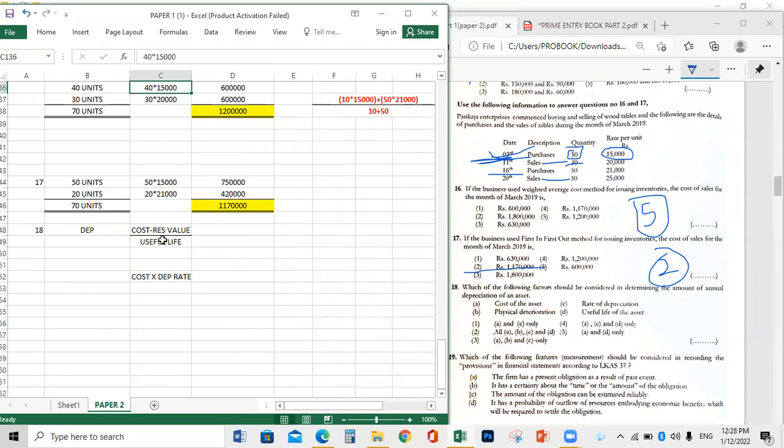So these are the factors which will determine your depreciation. So question 18, let's see here. Cost of the asset. Yes, see here, cost of the asset will affect the depreciation amount. If the cost is high, will the depreciation be high or low? It will be high, positively related, right? So if the cost is high, depreciation is high. So that is affected. Next one, physical deterioration.